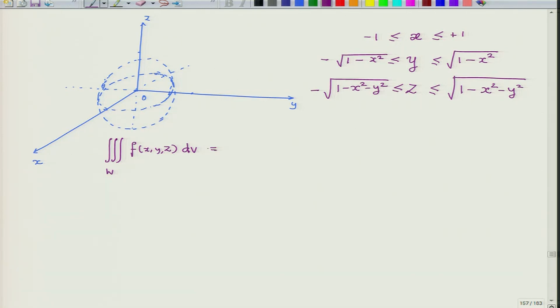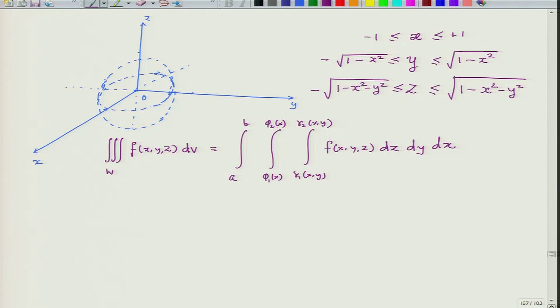In this case, the way we have just done it, we will first integrate out with respect to z and have a function of x, y, then we integrate out with respect to y, have a function of x, and then we integrate out x. So, gamma 1(x,y) to gamma 2(x,y). I am writing down the iterated form dz, phi 1(x) to phi 2(x) dy, and then a to b dx. So, that is the way to compute it.